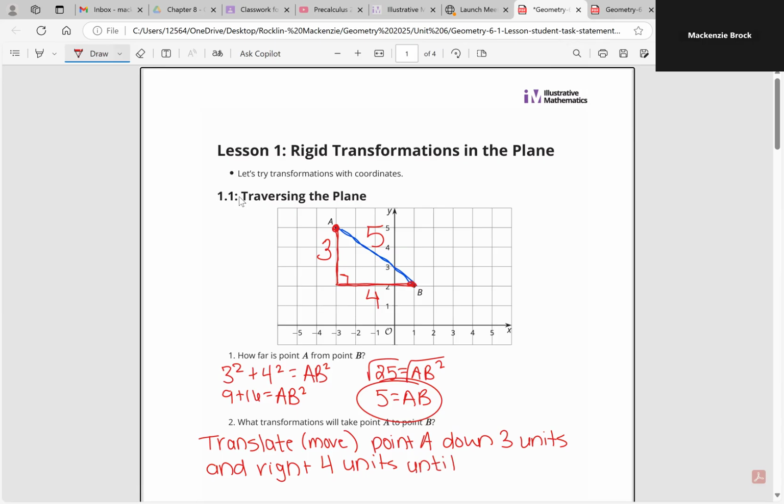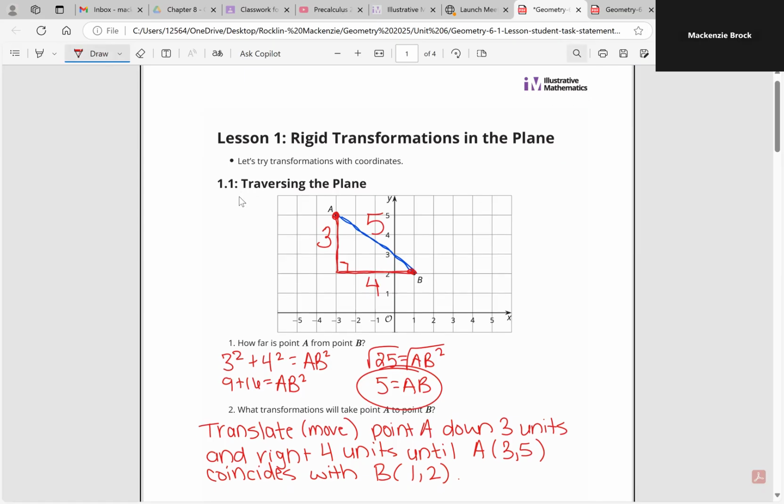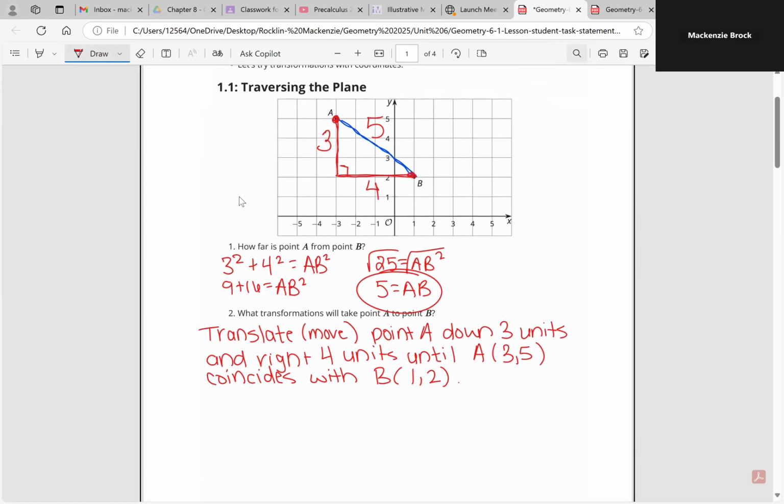until A, which has the point (3, 5), coincides with point B, which is the point (1, 2). Now, normally in class, I would pause and give you some time to write this down. This is a video, so just pause the video if you need more time to write that down.